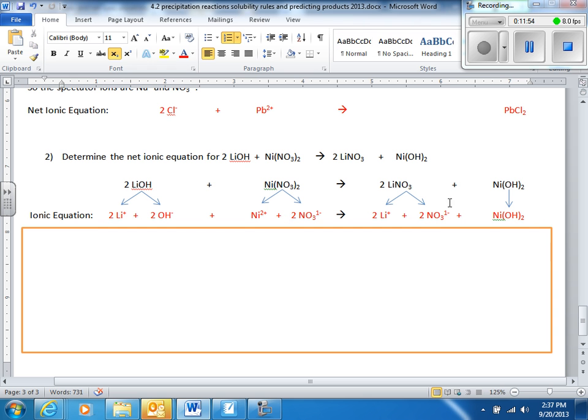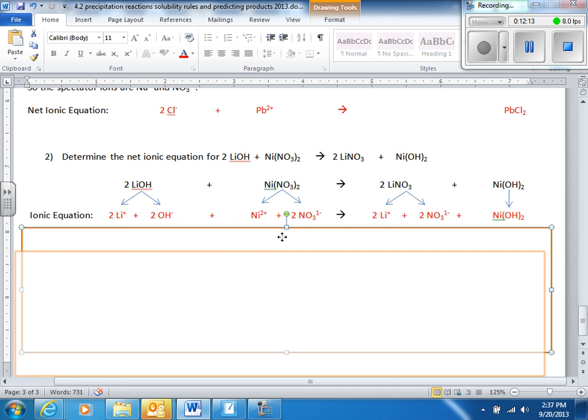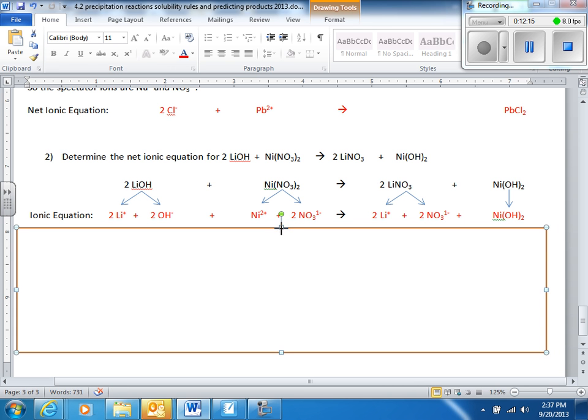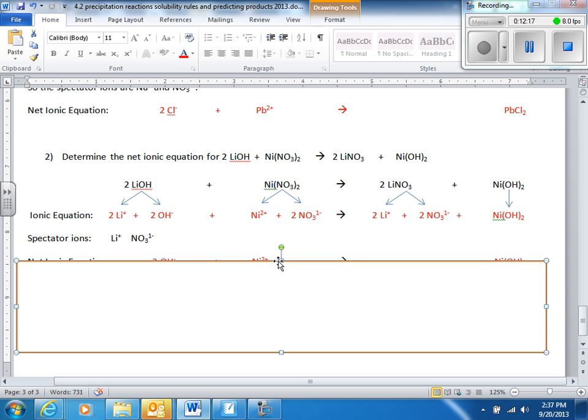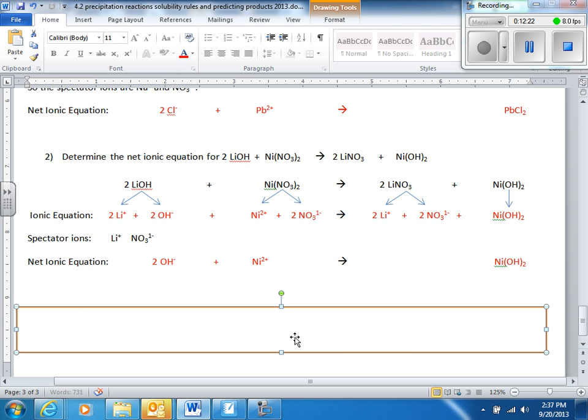So, spectators, let's see, did the lithium change? Nope, it's a spectator. Did the hydroxide change? Over here it's combined with something. It did change, it's not a spectator. The nickel changed because now over here it's with something, and the nitrate looks exactly the same. So, lithium and nitrate are our spectator ions. Net ionic equation, you just get rid of those spectator ions, and there you go, you're done.